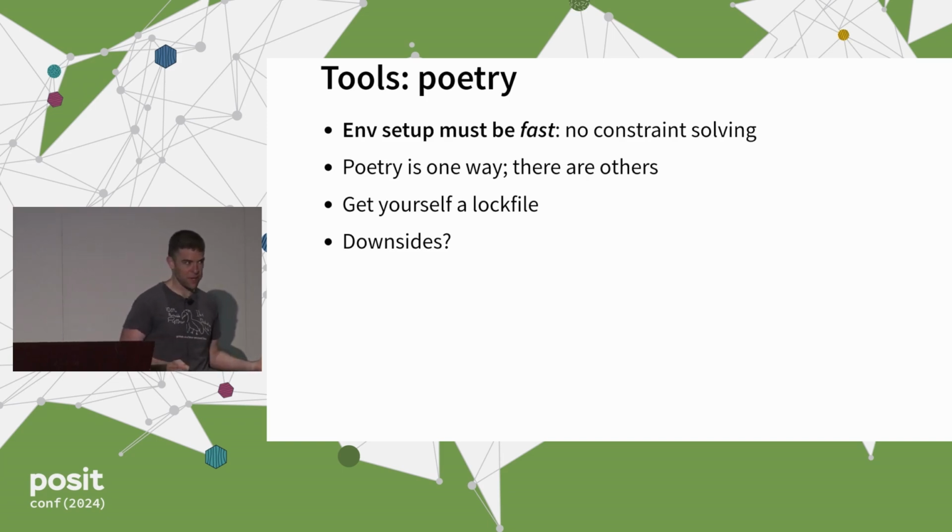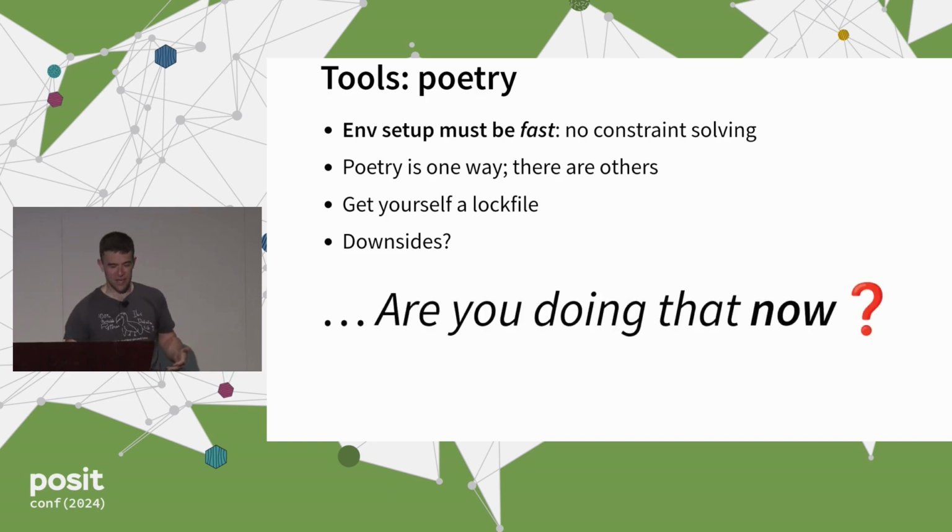So Poetry is one way to do this. Generally, the principle here is to get a lock file. And a lock file is essentially a giant list of pinned dependencies. Maybe one of the downsides is, okay, well, I can't test every single constraint that I could possibly come up with. But the question is, are you doing that now? And if you are, I would really like to know how you are doing that.